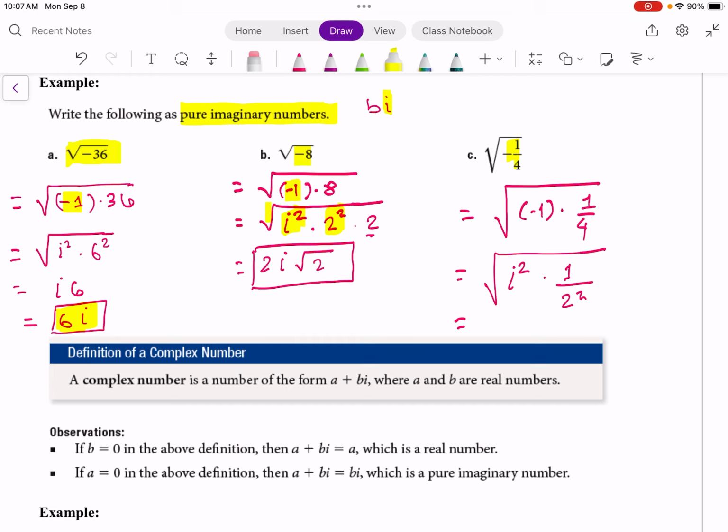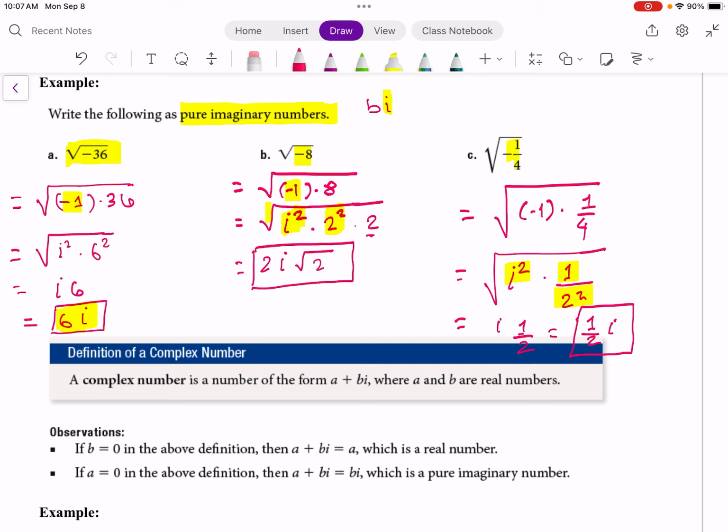The square root of i squared is i. The square root of positive 1 is positive 1. The square root of 2 squared is positive 2. So this is the same as (1/2)i. So the square root of negative 1/4 is exactly the same as (1/2)i.